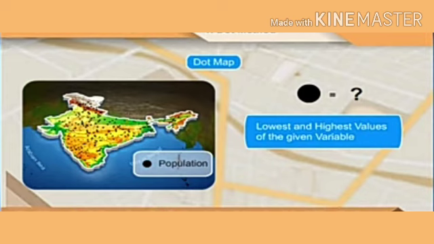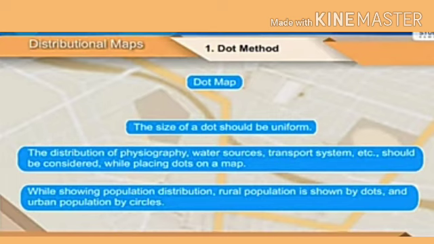The following precautions should be taken while using the dot method for a map. The size of a dot should be uniform. The distribution of physiography, water sources, and transport system of a region should be considered while placing the dots on a map. While showing the population distribution, rural population is shown by dots and circles are used to show the urban population. The dot method is most suitable for variables which are freely scattered across the region. Friends, let's see the example.